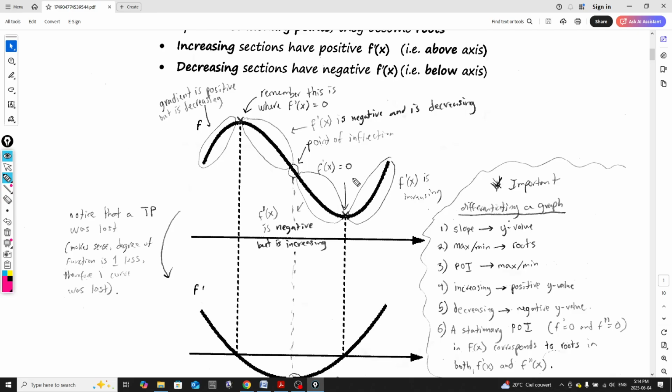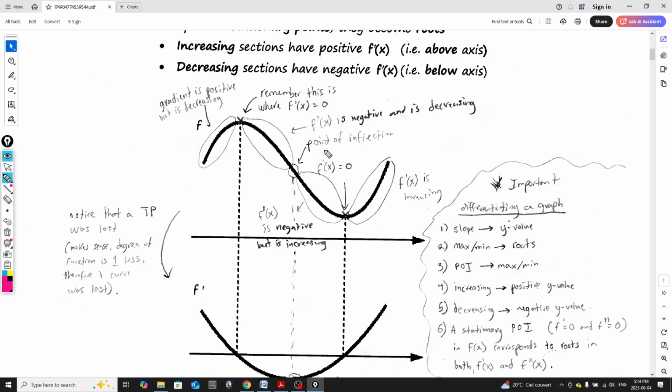And then finally here, the slopes are positive, and they're also increasing. The slopes are positive, which means they're up in the positive y values. As well, the slopes are increasing. So there you go, the slopes are increasing. They're going up.